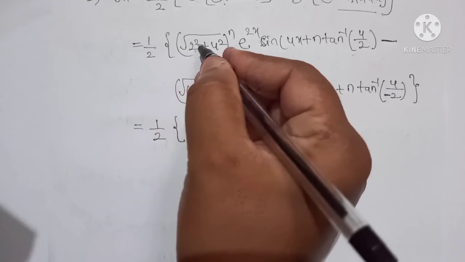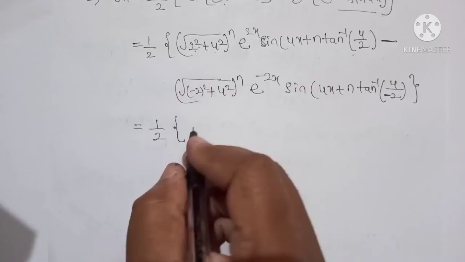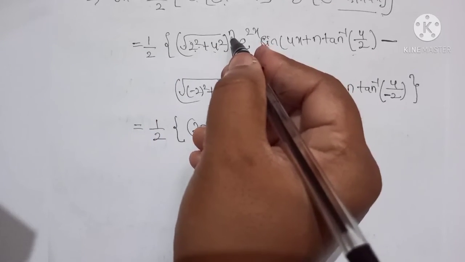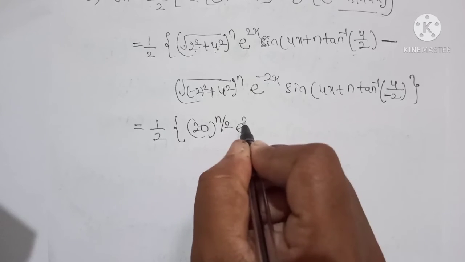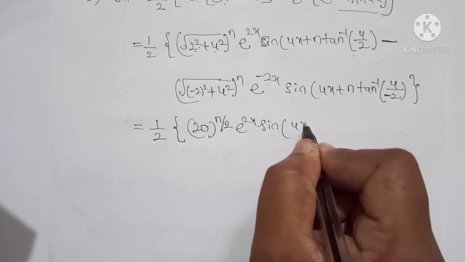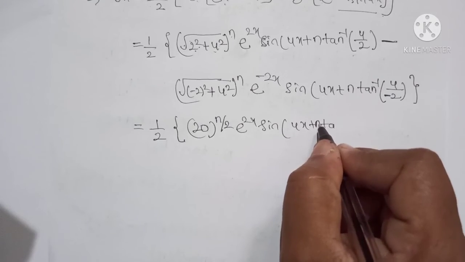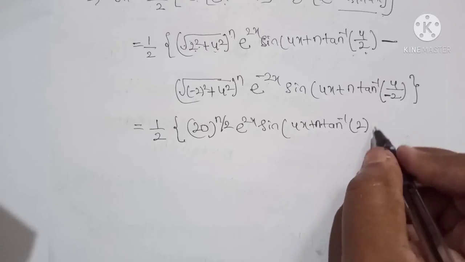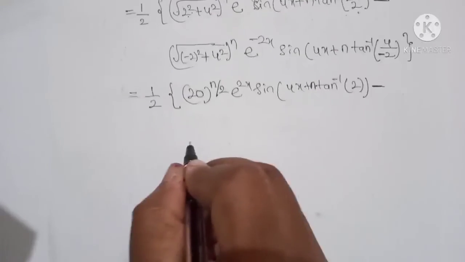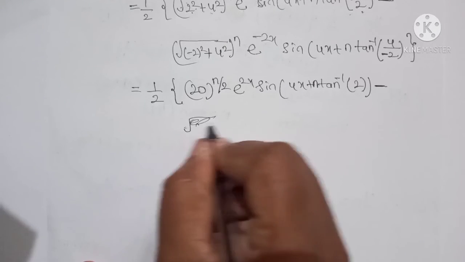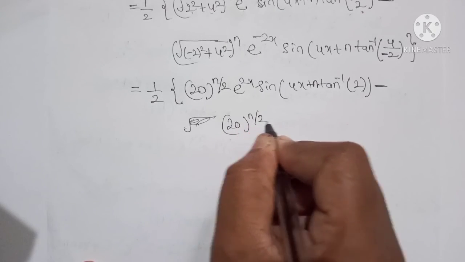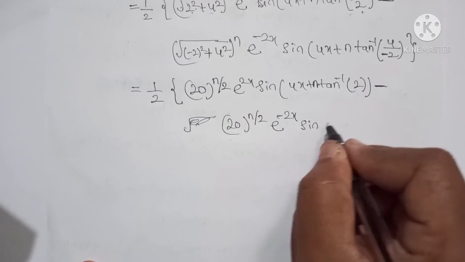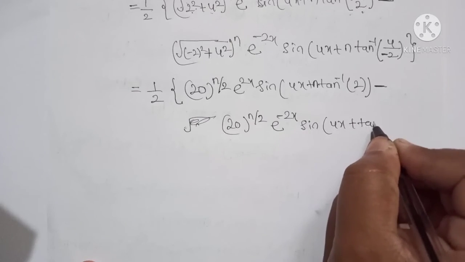Further simplifying this one, we get 1 by 2. 2 square is 4, 4 square is 16, 16 plus 4 equals 20, 20 power root means it is 1 by 2, so 1 by 2 into n gives n by 2. e raised to 2x sin 4x plus n into tan inverse of 4 by 2, and 4 by 2 is 2. Minus, again the same here, 20 power n by 2 e raised to minus 2x as it is, sin of 4x plus n tan inverse of minus 2.